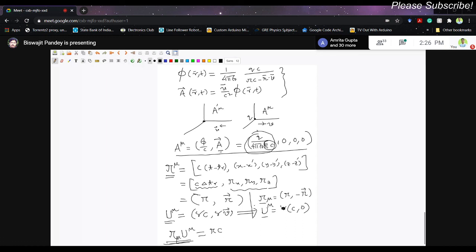Now, what is the general expression for r mu u mu? This is a specific expression in the frame of the moving point charge. What is the general expression for r mu u mu? That you can easily write down, because you know the actual expressions. So what is r mu? r mu is r comma minus curly r vector, and u mu is gamma c comma gamma v. So if I take a dot product between them, I get gamma rc minus gamma r dot v. You see, r dot v.